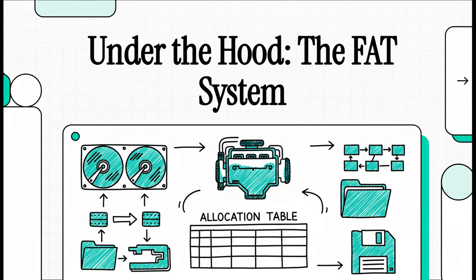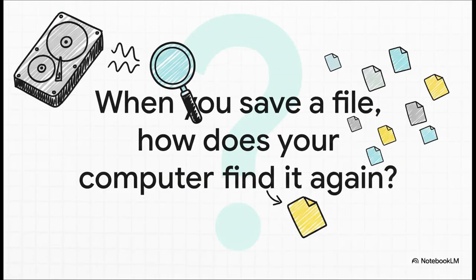All right, today we're going to talk about a piece of technology that is, well, ancient. It's a true digital fossil, but I bet it's on a device that's literally within arm's reach of you right now. We're going under the hood of something called the file allocation table, or what pretty much everyone just calls the FAT file system. So let's just jump right in.